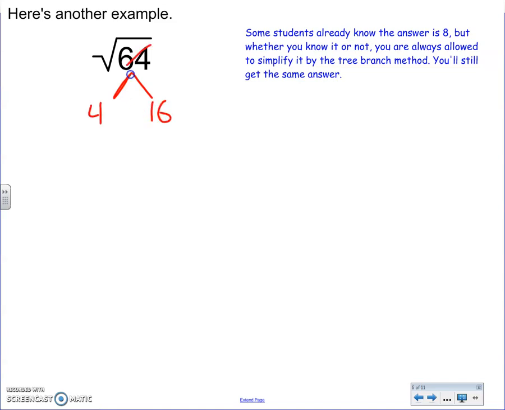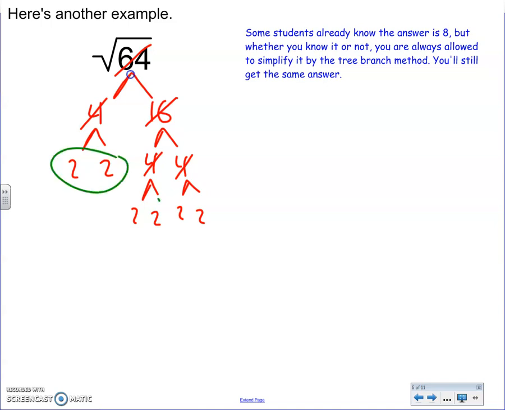That's allowed. Alright, 4 breaks down to 2 and 2. 16 breaks down to 4 and 4. 4 breaks down to 2 and 2. This other 4 breaks down to 2 and 2. I broke it down to all primes. I'm going to circle the pairs. Here's a pair, here's a pair, here's a pair. Look, everything got paired up.